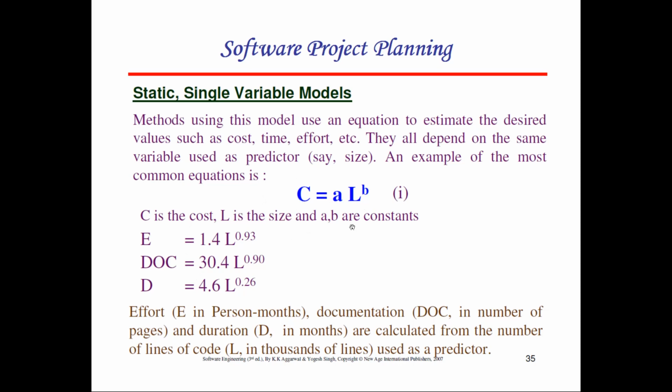Now with this C, you can also see that we can calculate effort, which is E. E is given by this formula. Then documentation estimation with this formula, and duration, how much time it will take, how many months it will take. Effort comes in person-months, and duration will come in months. From the lines of code you can calculate these things: cost, effort, documentation effort, and duration of the software development.